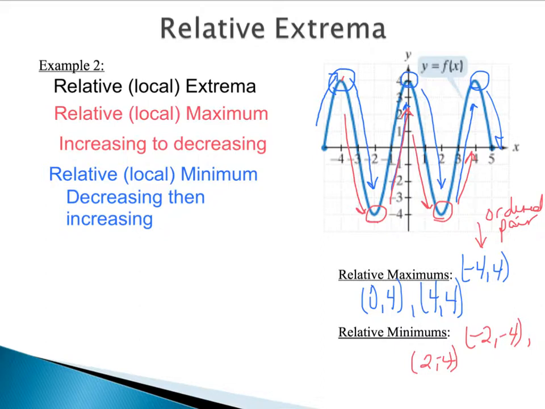Just make sure that you read the directions to see the format that it wants the answers. And again, how I wrote it here shows them as ordered pairs, not interval notation. The interval notation is what we use for our increasing, decreasing, and constant functions.